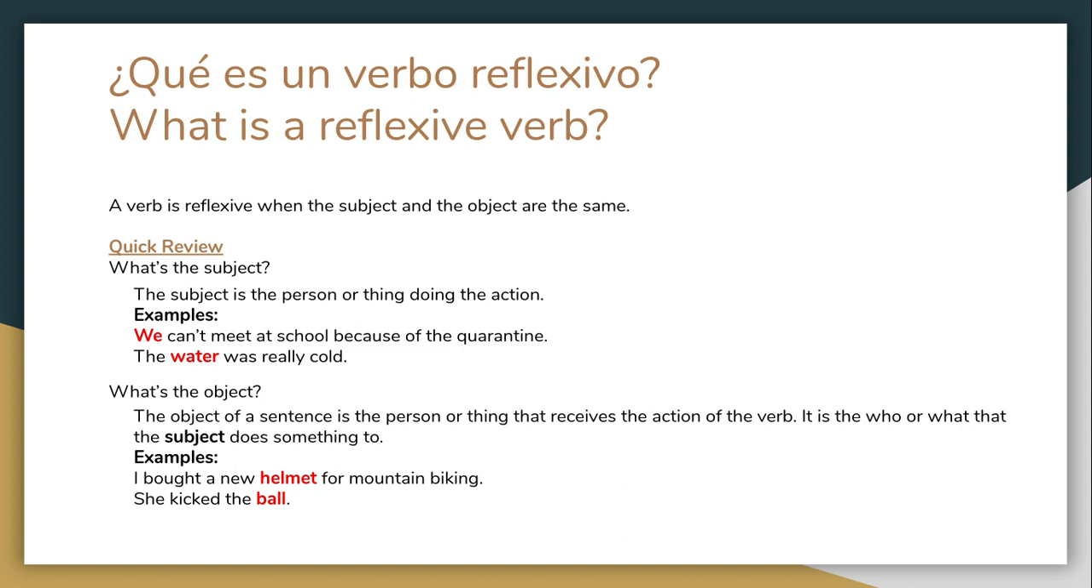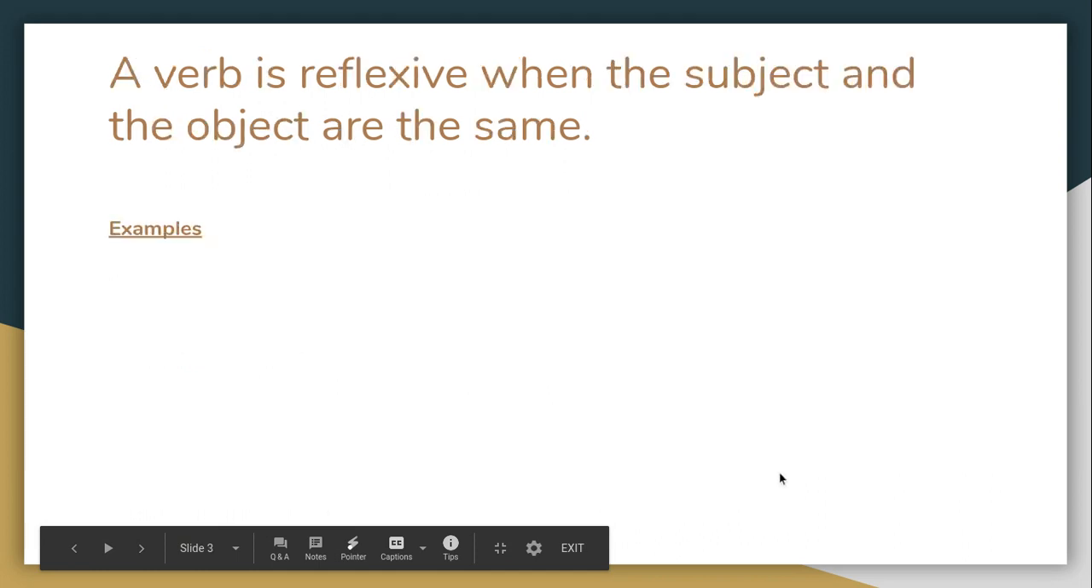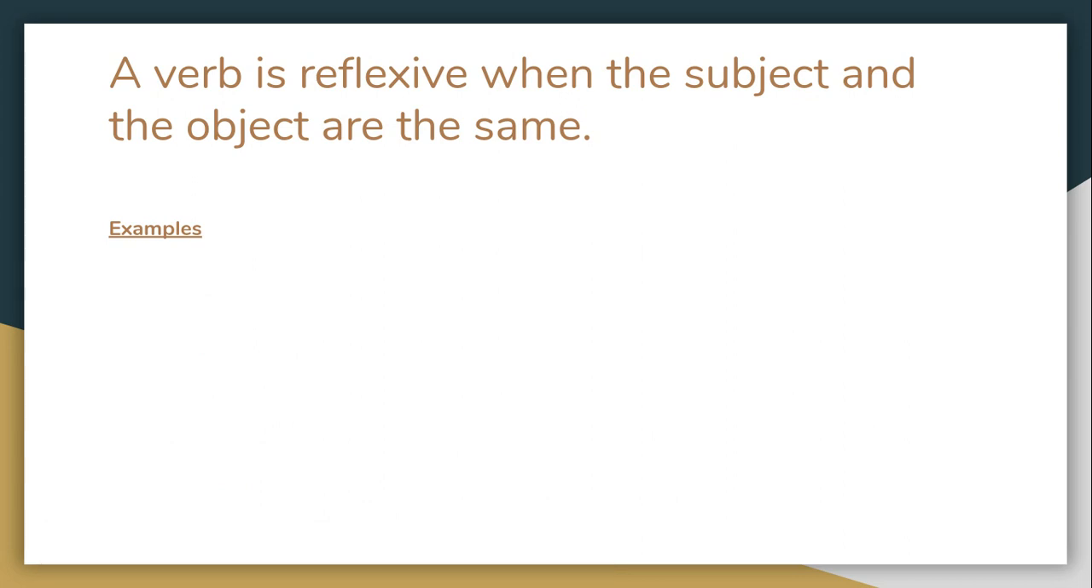to buy. She kicked the ball. What did she kick? She kicked the ball. So we know that ball is the object of that sentence because it receives the action of the verb to kick.